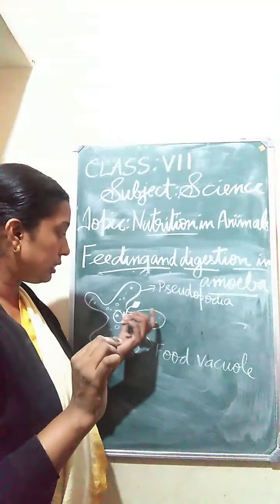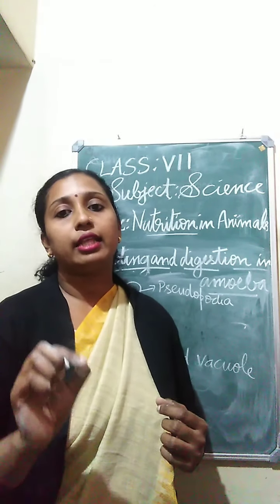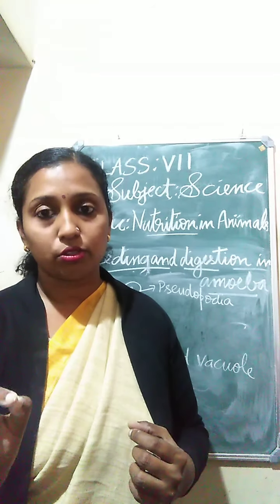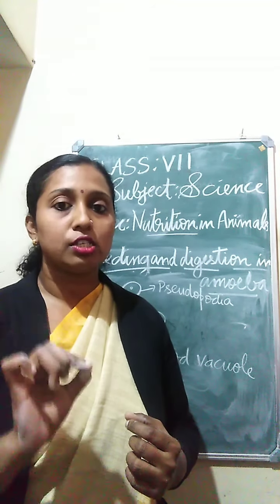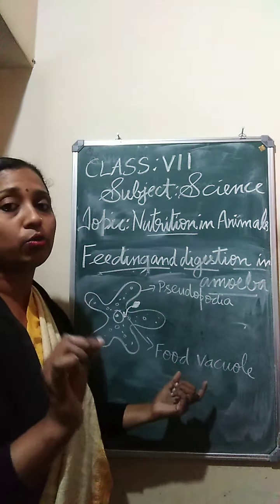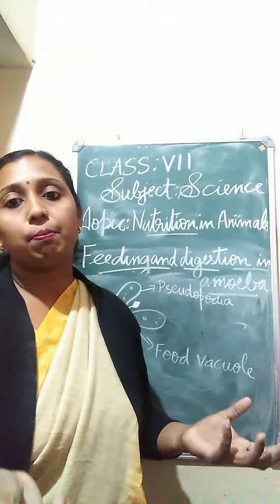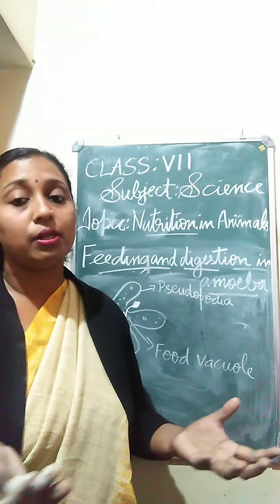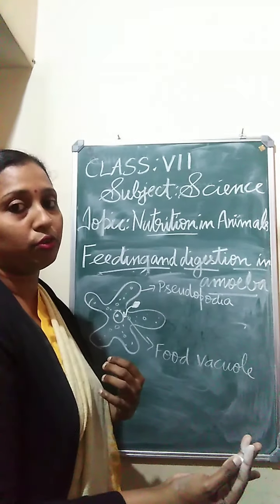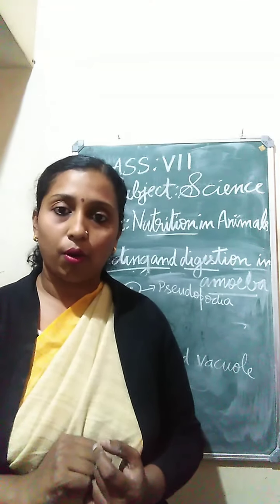The food that reaches inside the body is trapped by the food vacuole, and inside the food vacuole there are digestive juices. The digestive juice will break down this food into simple substances. The digested food is taken by the body and the undigested food is eliminated from the body.